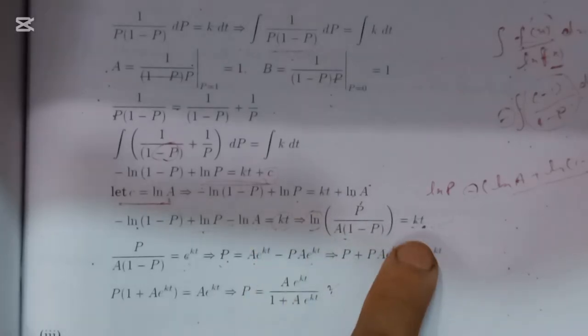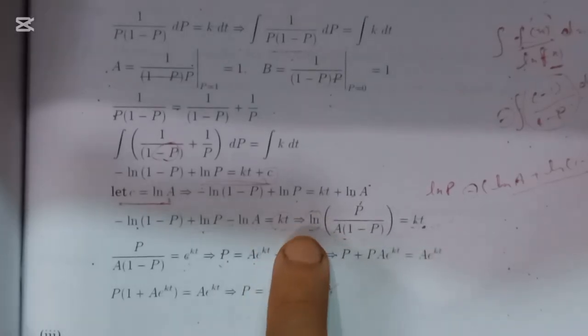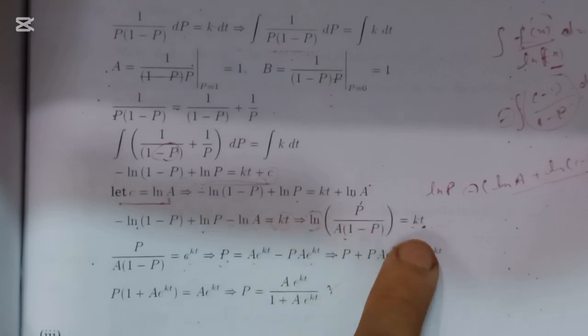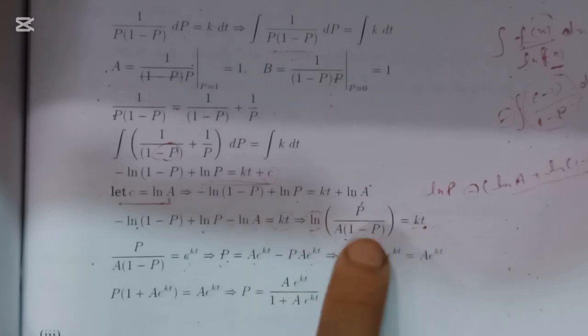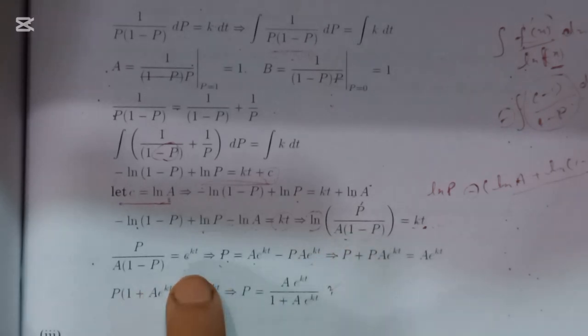kt is left on the right hand side, so now to remove this natural log, the right hand side value will go into e raised to the power. So on the left hand side P over A into (1 minus P) is left, and the right hand side is e raised to the power kt.